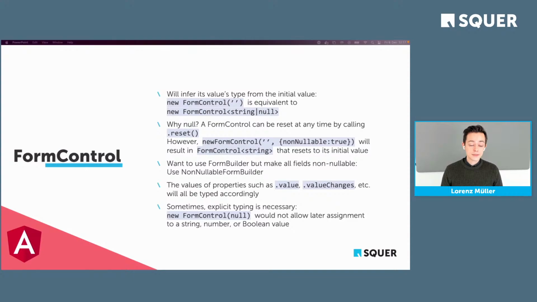Often we don't need explicit typing, but sometimes explicit typing will be very necessary. For instance, if we want to start off with a FormControl being null, but we later want to assign another value, such as a string, we have to use explicit typing.